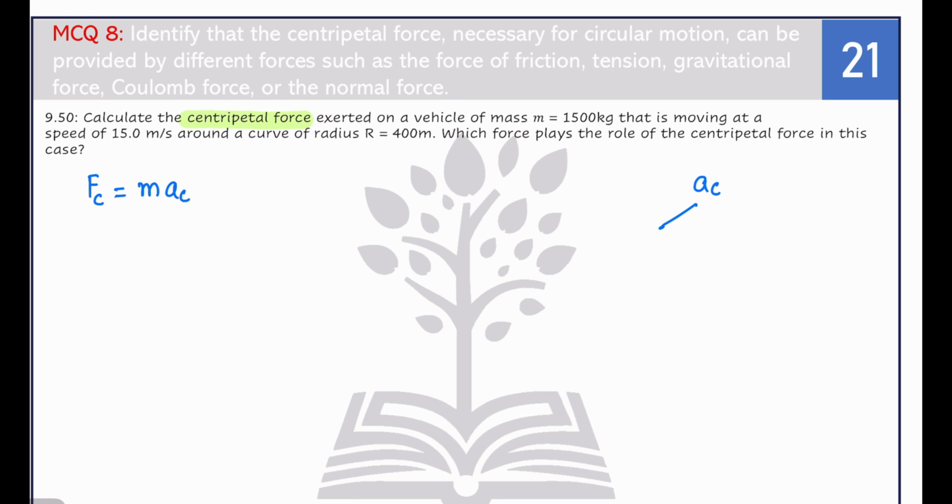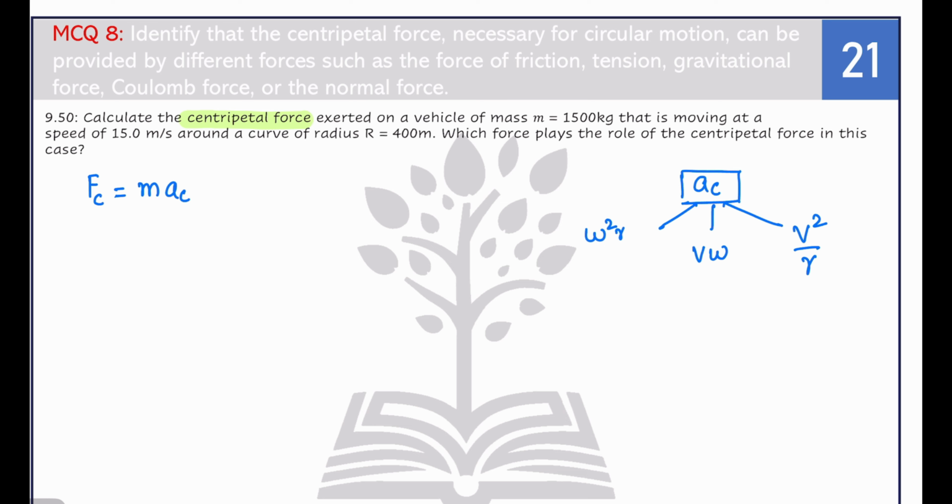Centripetal acceleration has three types, which I told you a number of times: omega square r, v omega, v square over r. Okay, we need to check which ac we are going to use. That is called centripetal acceleration.